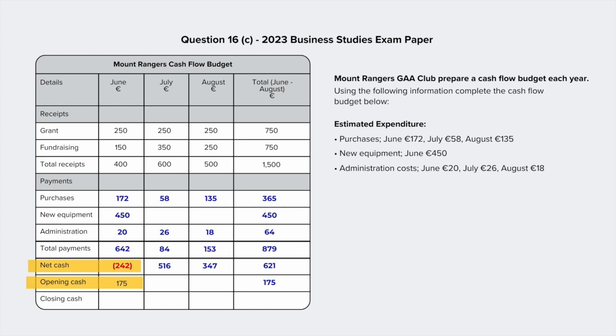To find this, we take our net cash, which is a deficit of €242, and add our opening cash balance of €175. Our net cash is what we received minus what we spent. So the net cash is what we're left with that month. Now what we're left with, we're adding on our opening cash balance, which is what we started the month with, €175, which means we would have had €175 left over in May basically, and we took that with us into June. Adding those together gives us a closing cash balance in June of a deficit of €67.